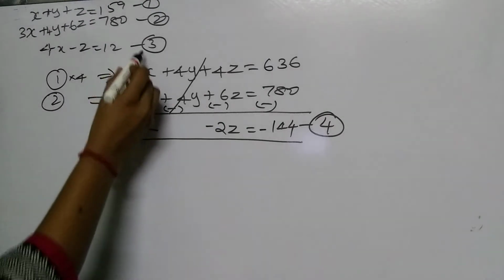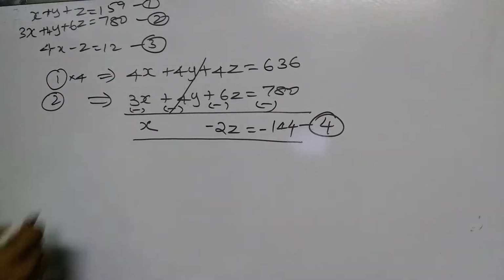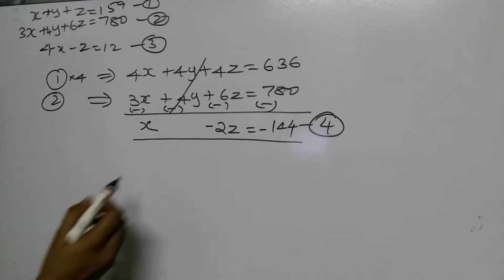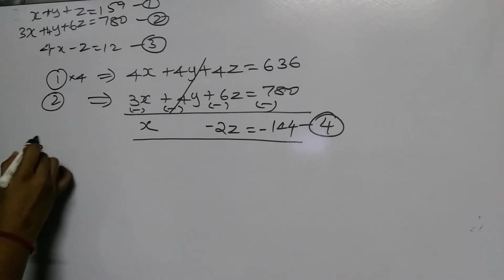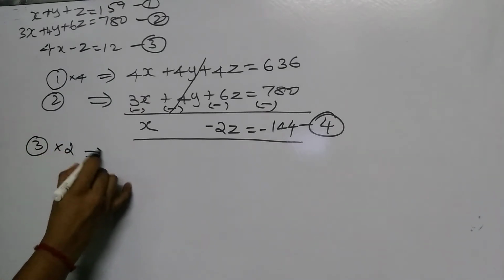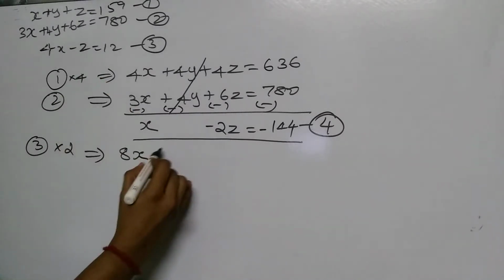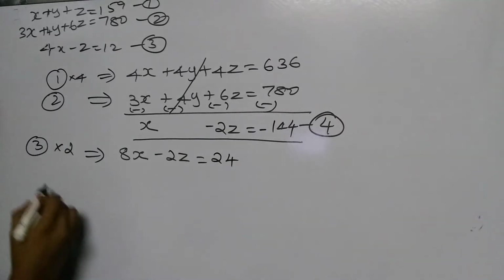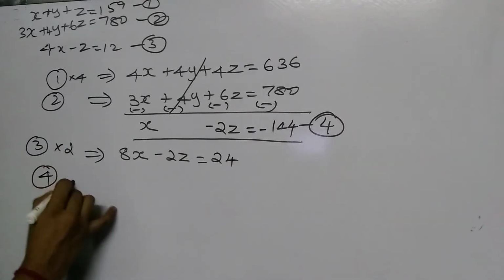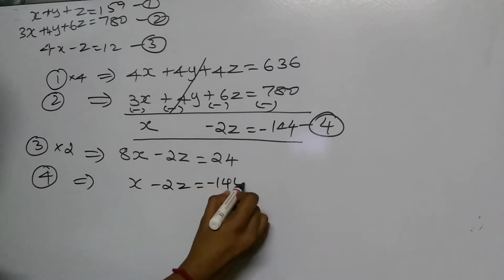Now solving the third and fourth, both have x and z terms. Solving the two equations, you will get either x or z. So we will cancel the z term. That means multiply the third equation by 2. So what you will get: 4 into 2, 8x, 2z, 12 into 2, 24. Now the fourth equation, write it as it is: x minus 2z equals minus 144.